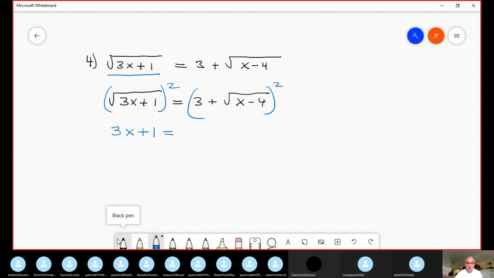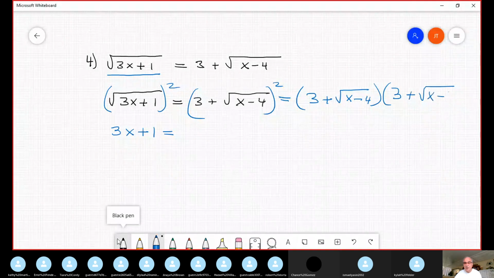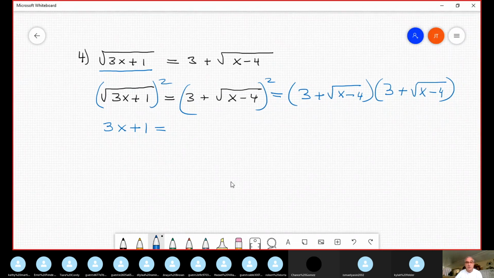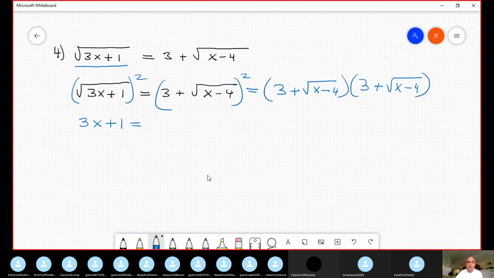And then the second part is different because this is binomial. So it's actually 3 plus radical x minus 4, squared. Multiplication by itself, no? Basically, the thing we're doing now is multiplication of binomials, and you FOIL. Okay, 3 times 3, 9.